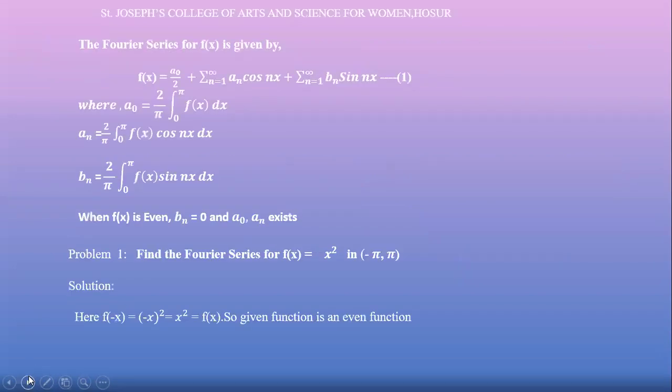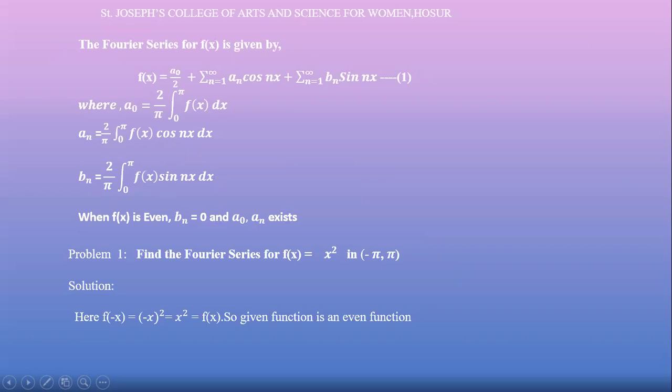In this session, we'll discuss Fourier series in the interval minus pi to pi for even functions. The formula for the Fourier series is a naught by 2 plus summation a n cos nx plus summation b n sin nx, where a naught is 2 by pi integral 0 to pi f of x dx. Similarly, a n is 2 by pi integral 0 to pi f of x cos nx dx, and b n is 2 by pi integral 0 to pi f of x sin nx dx.